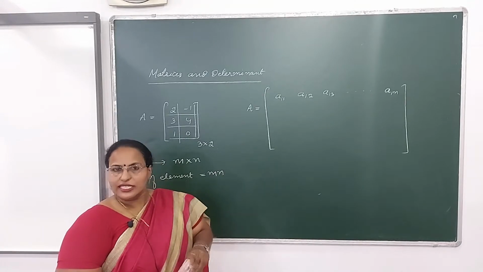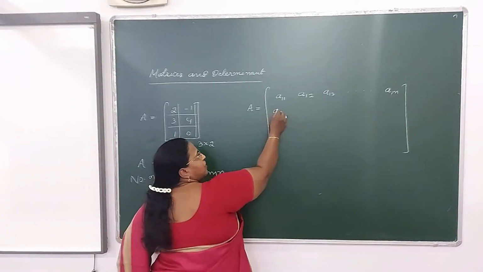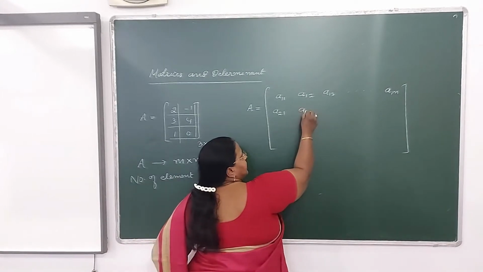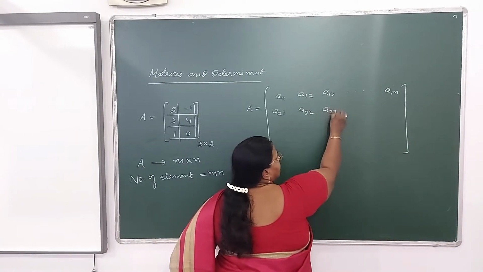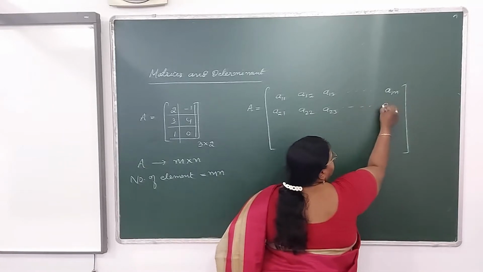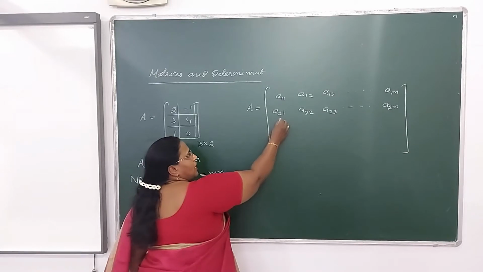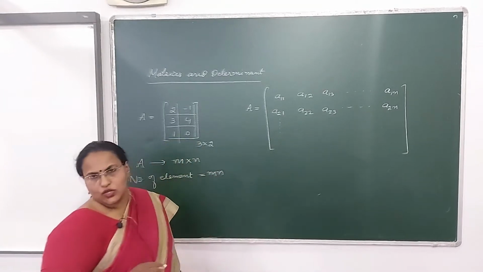Now let us write down the second row elements. The second row first column element will be A21. Next will be A22. Next will be A23. And likewise the last element will be A2n. In this way we will be writing down all the rows.